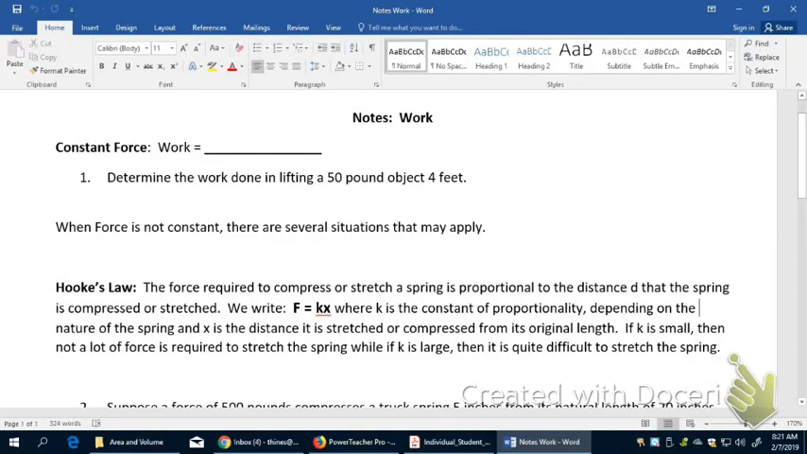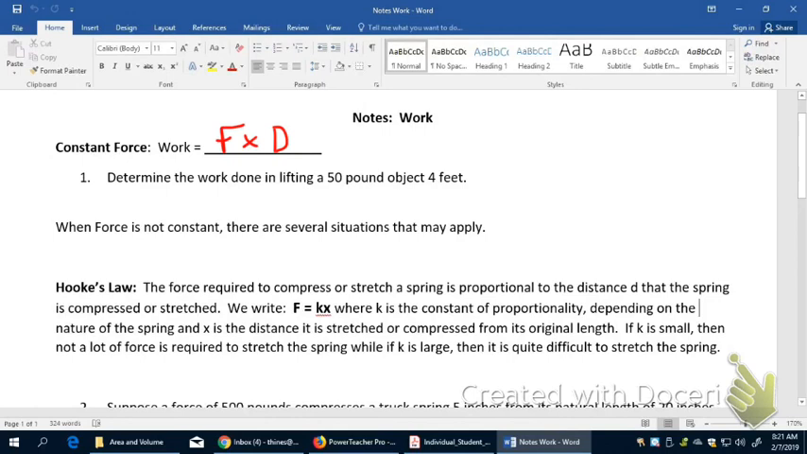So when we're talking about work, there's finding the work whenever the force is constant. That kind of work is pretty easy. I do believe you probably did that in physics, and it's easy. All you do when you're trying to find work, if the force is constant, is you do the force times the distance or the measure of whatever you're talking about.